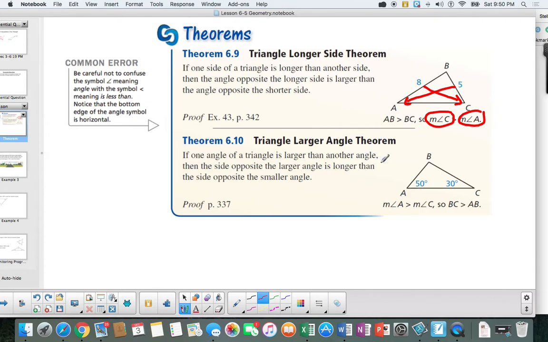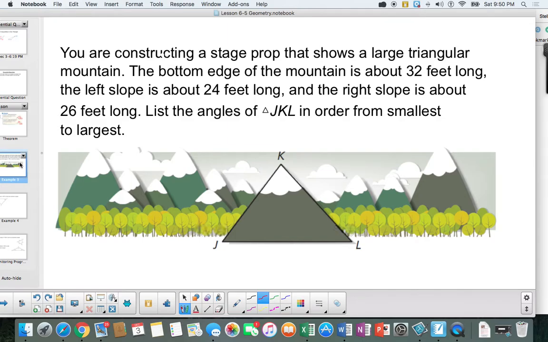The triangle larger angle theorem states that if you know two angles, then the larger angle is opposite the longer side, this is longer, and the smaller angle is opposite the shorter side, which is AB. This is going to help us solve a problem like this.